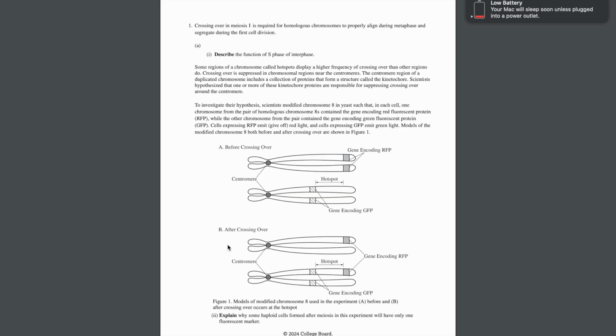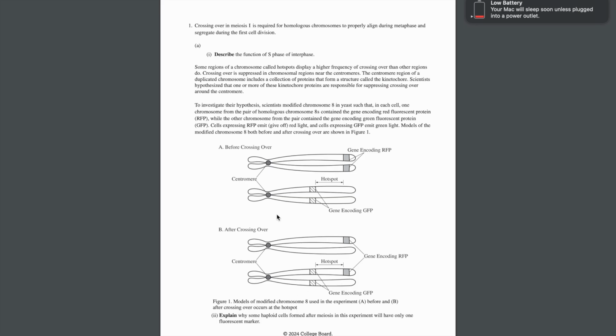Alright, so part B of figure 1 shows the two chromosomes after crossing over, and as we see here, this chromosome only has one gene encoding RFP, while this one has 3 genes, 2 encoding GFP and 1 encoding RFP.